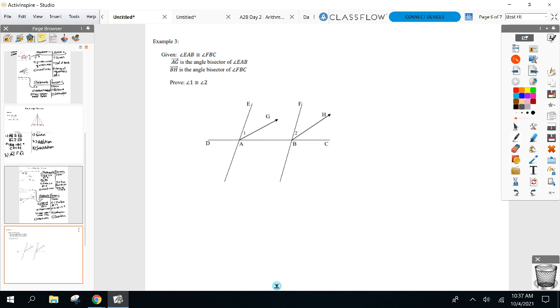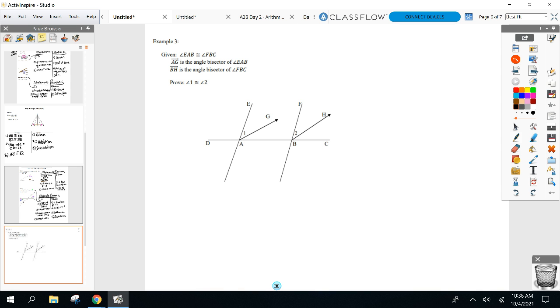Okay, this is an on your own one. I'm not going to give you too long to do it. Guys, what do you see? Bisector. What's going to be the last statement reason in your proof? Halves of equal quantities. This is just review.